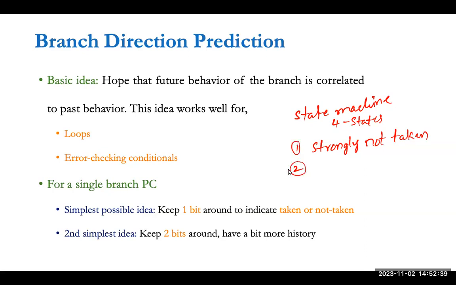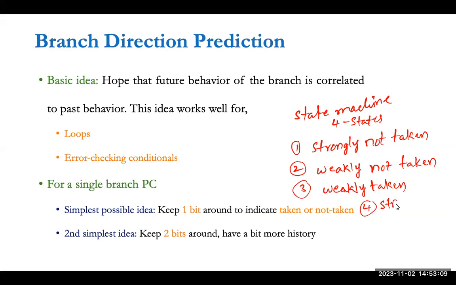And second state is weakly not taken. And third one is weakly taken. And fourth one is strongly taken. So these 4 states are maintained by this state machine for the 2-bit saturating counter.